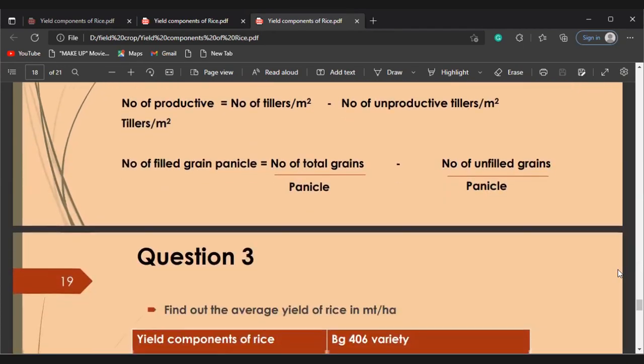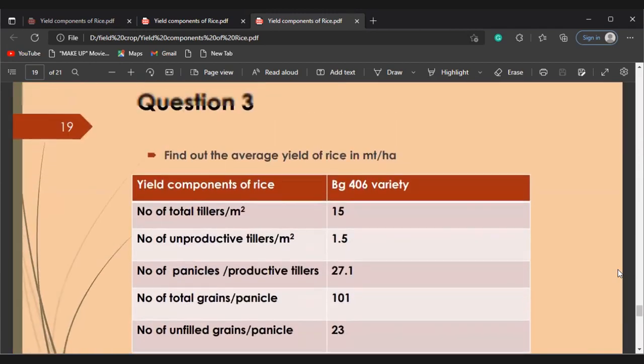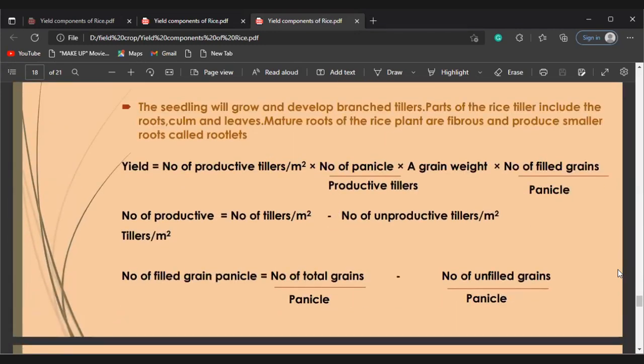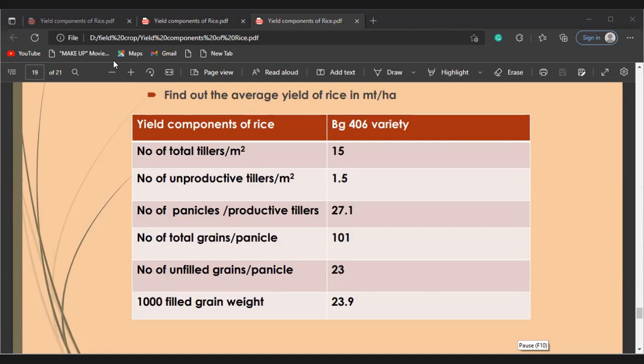Yes. Then the third question. Here we will discuss one variety. So can you note this? Because for the calculation you have to know this. Quickly write down. Just note it down and calculate the yield for the BG variety, BG 406.